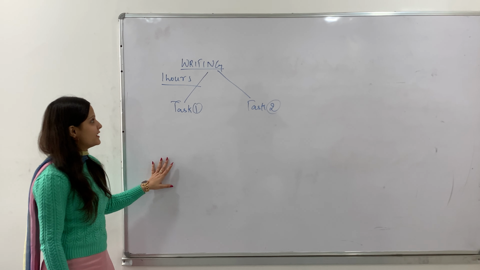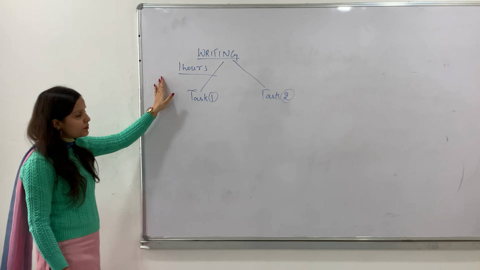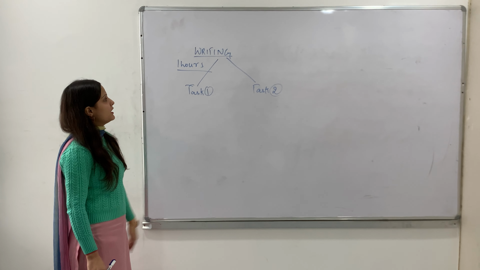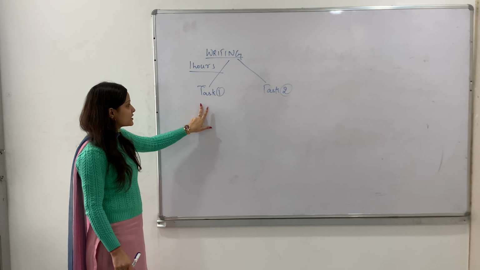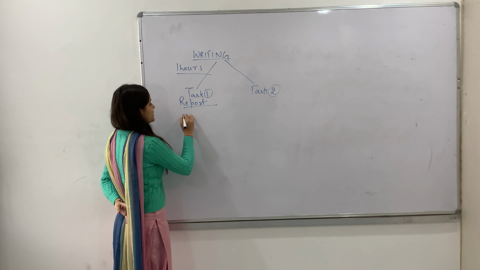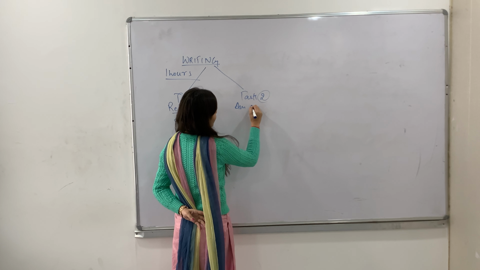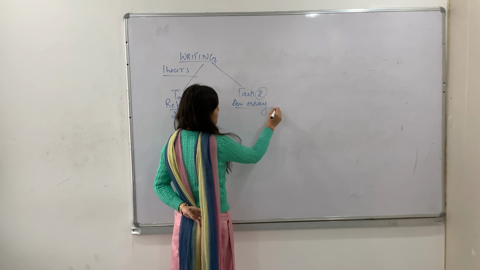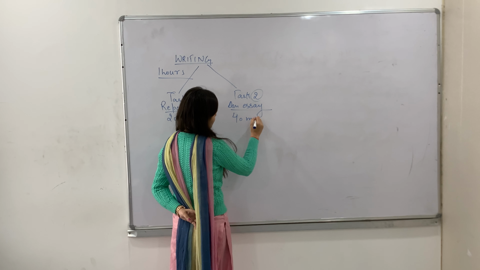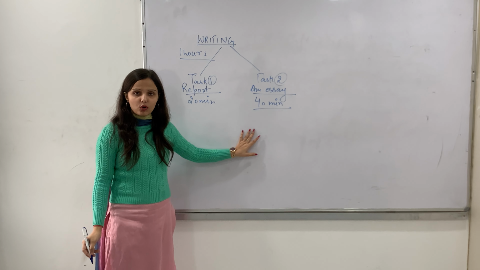Today I will be explaining about writing. Firstly, I want to tell you about the timing, that is 1 hour. Writing mainly consists of two tasks. Task 1 is report writing. You have to write the report within 20 minutes. And task 2 is an essay, which you have to write in 40 minutes. So in total you have to spend 1 hour on both tasks.